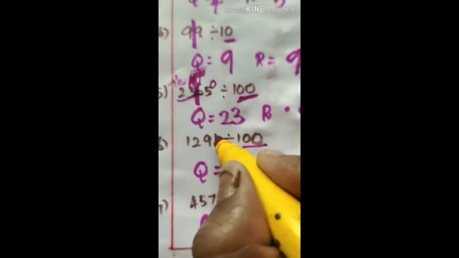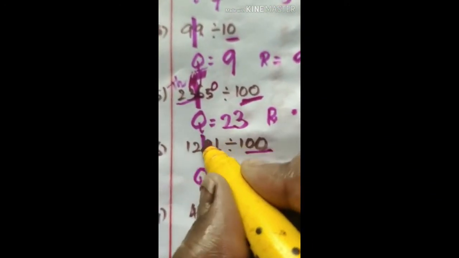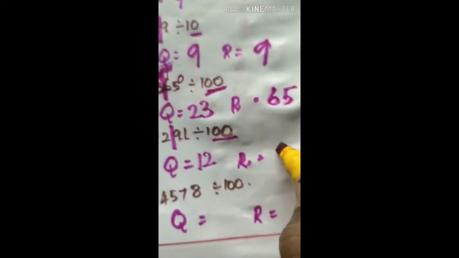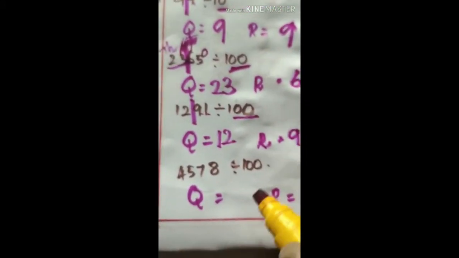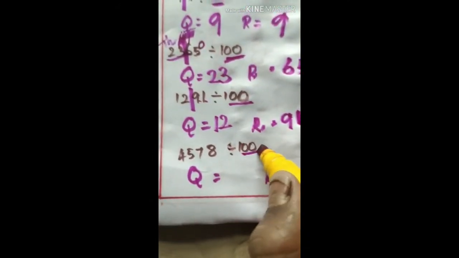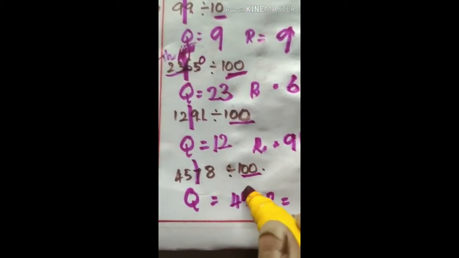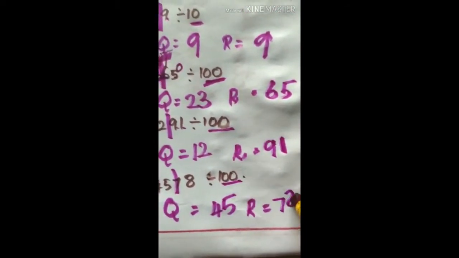The next sum is also the same model. There are two zeros. From the ones place, two numbers before we draw the line. 12 is the quotient and 91 is the remainder. The last sum is also the same, the divisor is 100. See, two numbers before the line, 45 is the quotient and 78 is the remainder.